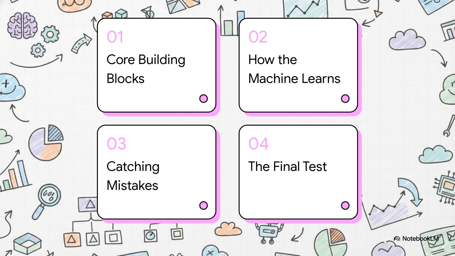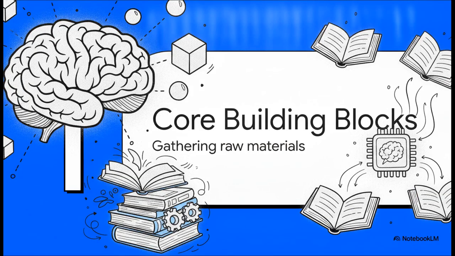1. The core building blocks. 2. How the machine learns. 3. Catching common mistakes. And 4. The final test. Part 1. The core building blocks, gathering the raw materials.